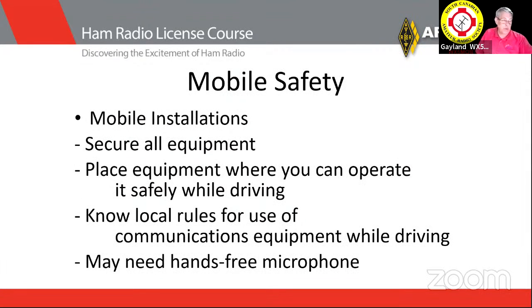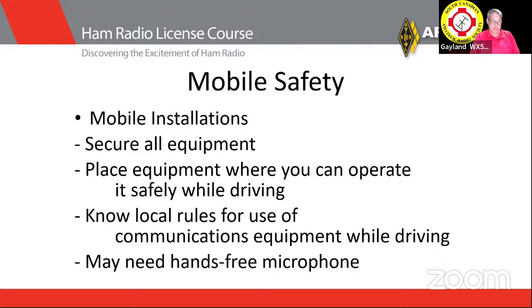A lot of you will put installations in your cars. When you do so, make sure your equipment is secured. Don't be the guy that Velcro straps a 15-pound radio to the dash. Does that mean we've done that before? And even worse, 2 or 3 of those on the dash. Make sure it's all secured, so that if you have to brake suddenly, it's not going to turn into a flying missile.